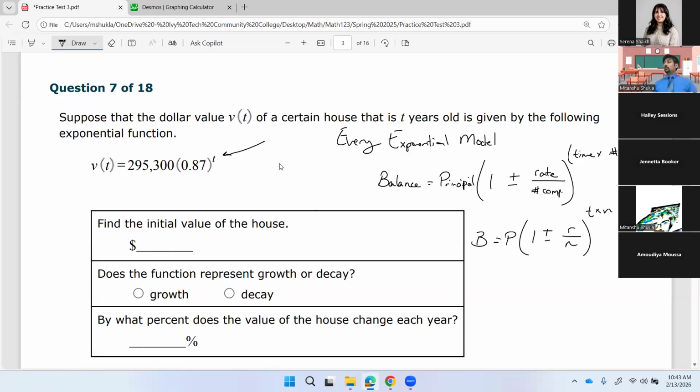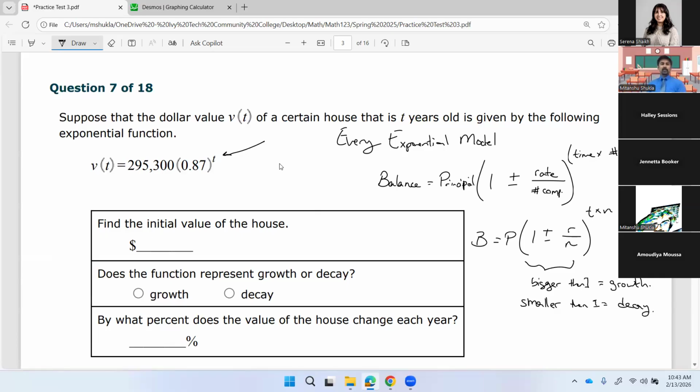A bigger number than one is growth, and a smaller number than one is decay. Good. If I'm adding something to 1, I expect it to be more than 1, right? So it's going to be bigger than 1. So when the number in the parentheses is bigger than 1, it means growth. When this is smaller than 1, it means decay.